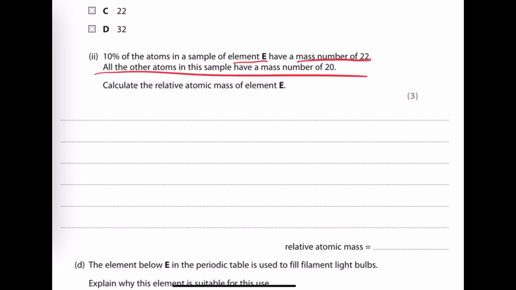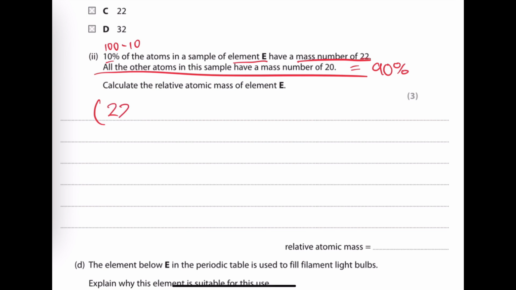2(ii) 10% of the atoms in a sample of element E have a mass number of 22. All the other atoms in the sample have a mass number of 20. Calculate the relative atomic mass of element E. So we already know that all the others just means 90%, because we just do 100 minus 10 from over here. So we are going to start by, we do 10% times 22.